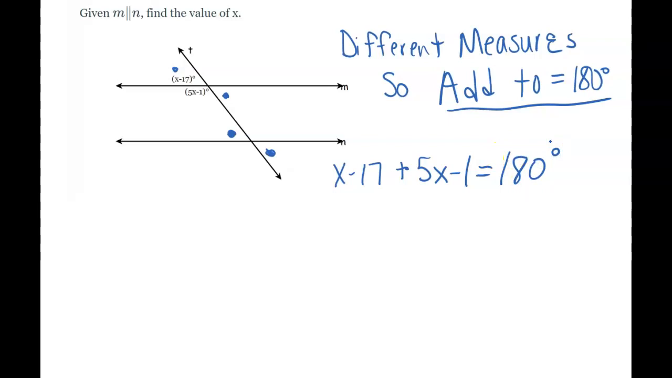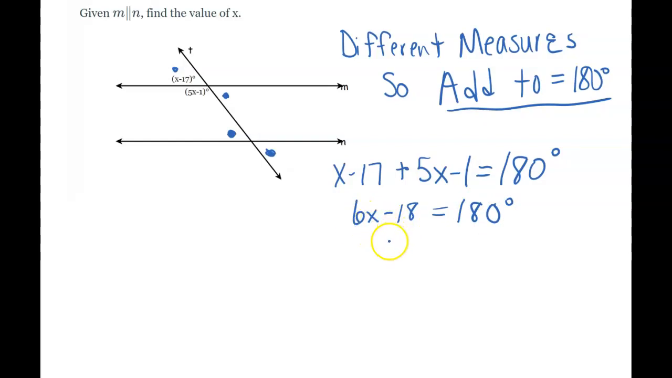Okay, from here, we're back to just solving equations, which we've been doing for quite some time. First thing, we're going to collect like terms. I'm going to collect my x's. I have an x and 5x, which makes 6x. I have a negative 17 and a negative 1. Together, that's negative 18. Rewrite the equals 180. Continue to solve.